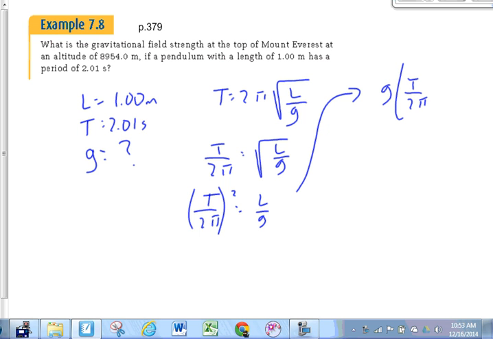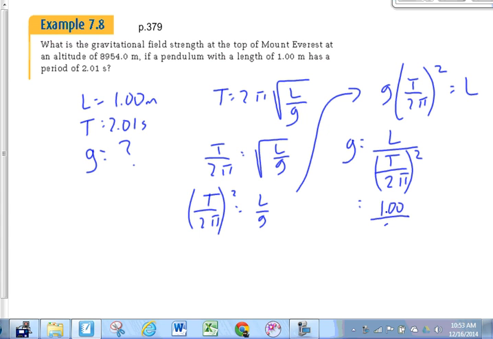Of course, they have to ask me for the one thing that's the hardest to solve for. Oh, well, get out of the way right now. L over, take the (T over 2 pi) squared over by dividing. So it's g equals L over (T over 2 pi) squared. L is 1.00 meters. T is 2.01 divided by 2 pi.